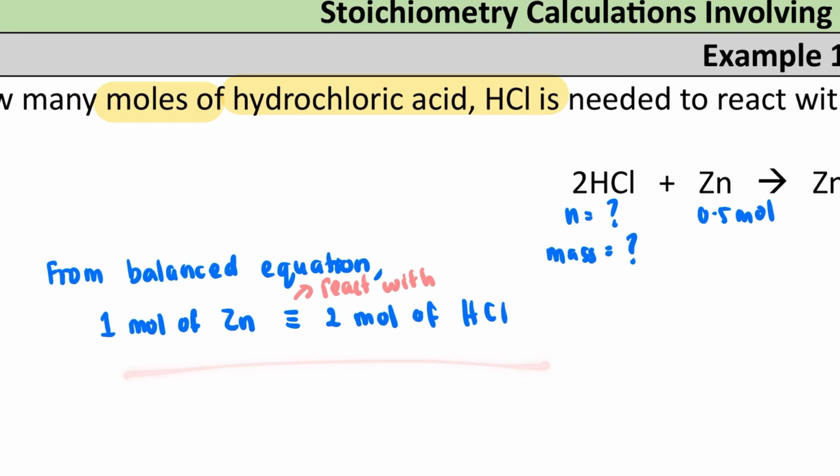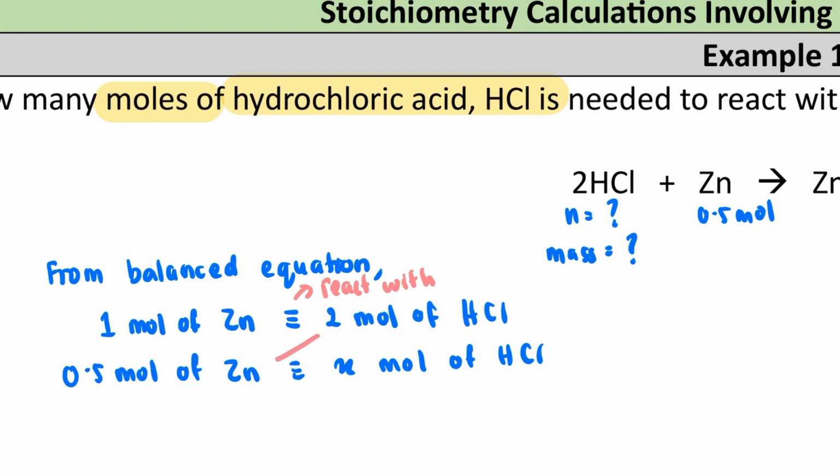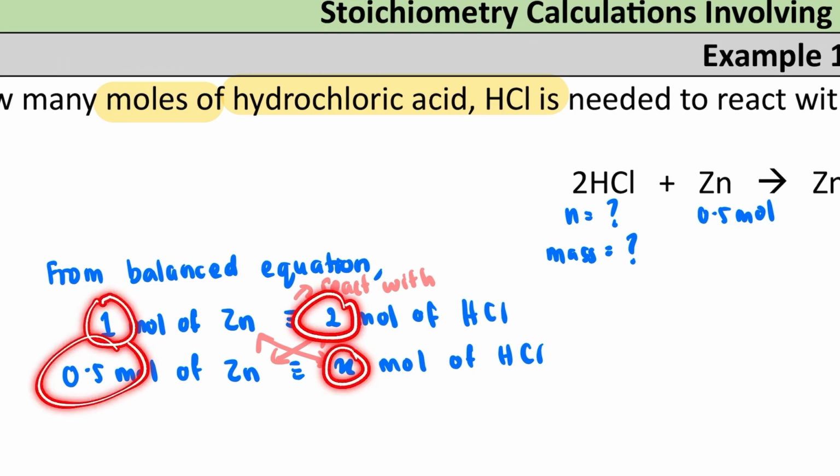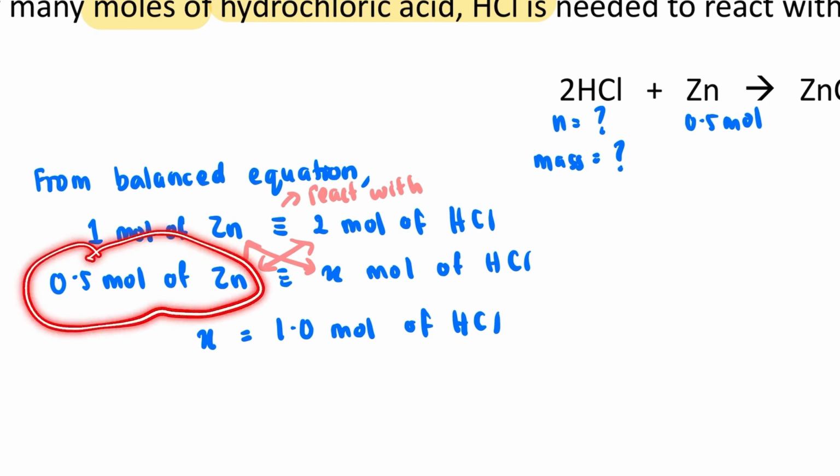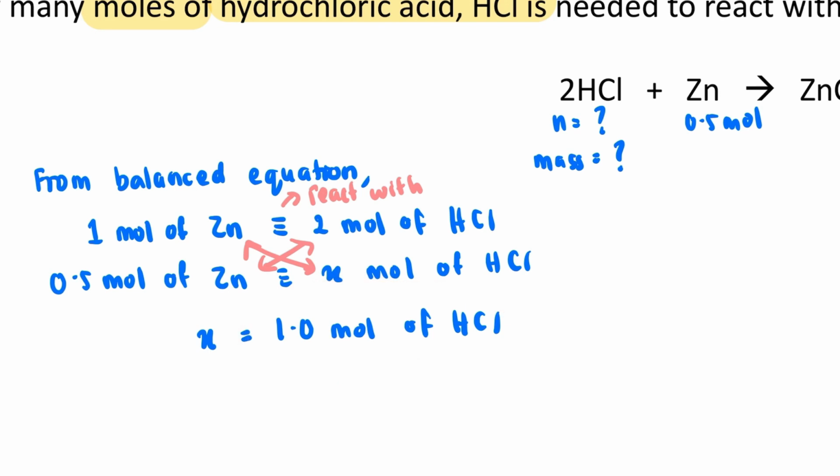The next line that we need to write is the data that we really have. For zinc, we do not actually have 1 mole. What we have is only 0.5 mole. So I will write down over here: 0.5 mole of zinc will react with how many mole of HCl. That is what we want to find, the value of X. To get the value of X, you need to cross multiply. X multiplied by 1, and then 2 multiplied by 0.5. X times 1 equals X, and 2 times 0.5 is 1. So X is 1 mole of HCl. That means if you have 0.5 mole of zinc, you will need 1 mole of HCl for the reaction to happen.